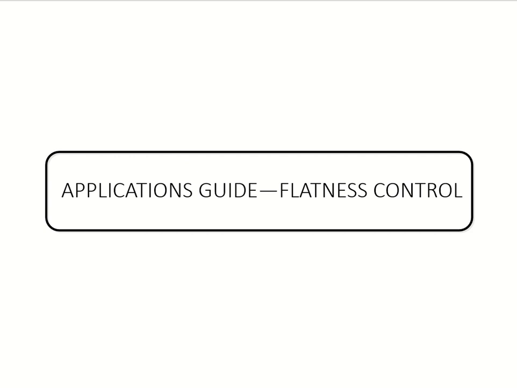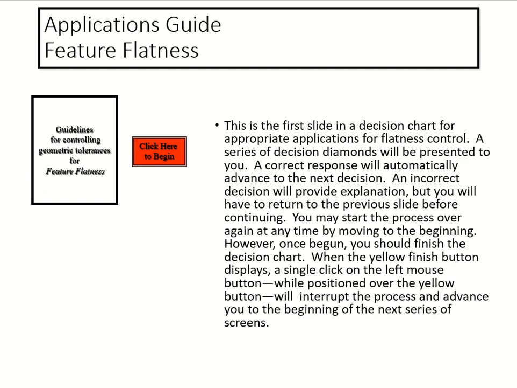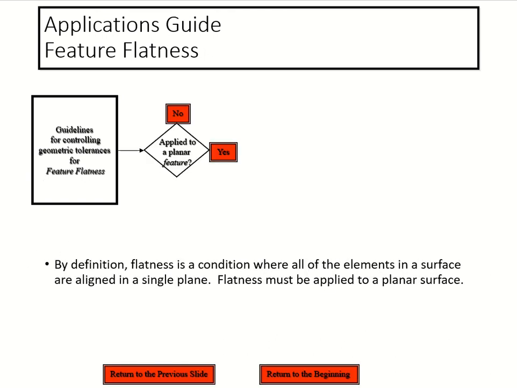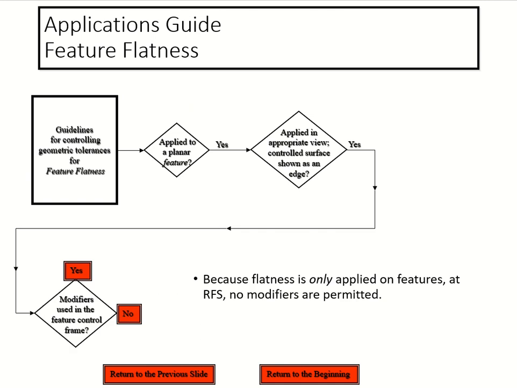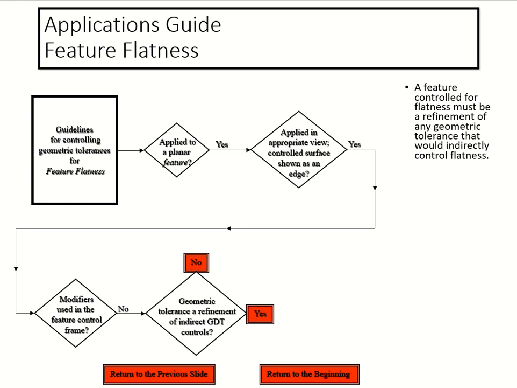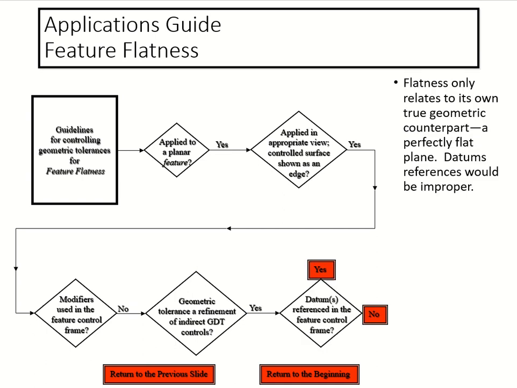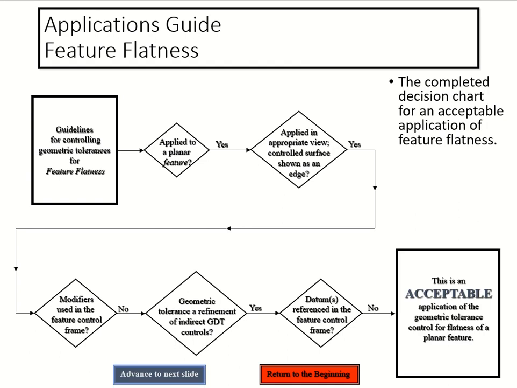Okay, we'll go into application, your flow chart. We start the same as before: apply to the planar feature for flatness, yes or no. Yes, and we look at the view: control surface shown on the edge as a single line or not. If yes, we look at the modifier, if they use one or not. No, we look at the other GD&T controls for an indirect influence. Yes, we look at the datum reference in the feature control frame. No, and it's acceptable.